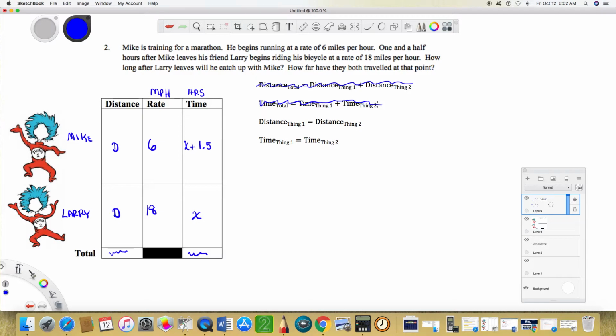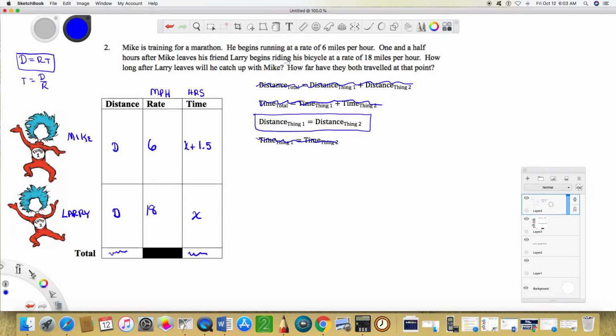Now, hopefully it's obvious that they didn't travel the same length of time, because Mike took off an hour and a half ahead of Larry. And since they left from the same place and Larry caught up to Mike, they both traveled the same distance. So this is the relationship that we want to explore. Now remember that distance is equal to rate times time, and that time, if you rewrite that equation, is distance divided by rate. We're going to use distance equals rate times time. So go ahead and write your equation. Use the information in the table to substitute in and write your equation, and then press continue.